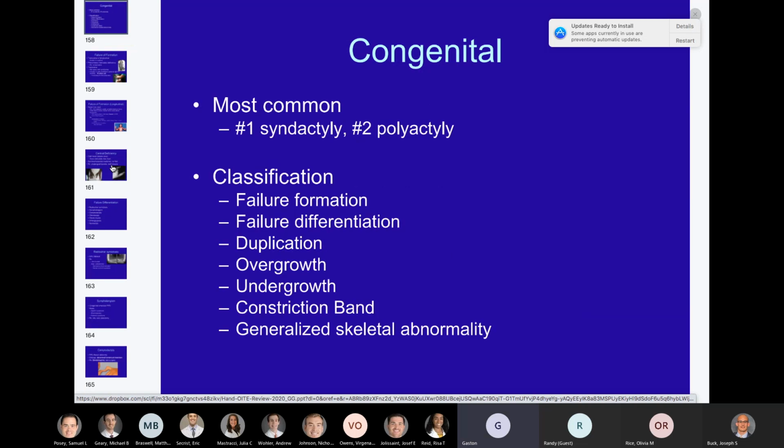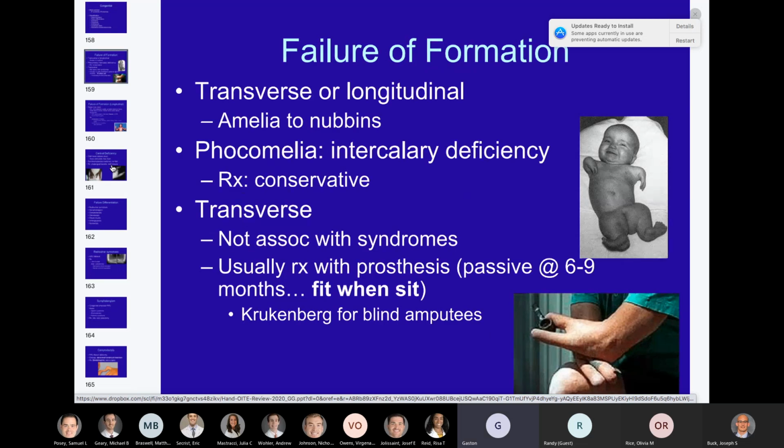Most common congenital anomaly is syndactyly. Number 2 is polydactyly. And then we've got the classification of all these different things. I'm just going to hit the highlights, so roll through them. Failure of formation can be a transverse, which is amelic, where nothing's there, or longitudinal, where you're missing half of it, like radial longitudinal deficiencies. Phocomelia, where you've got a hand, but you're missing it in between. That was that whole crisis over in Europe, obviously, when we had drugs that weren't approved here for deliveries.